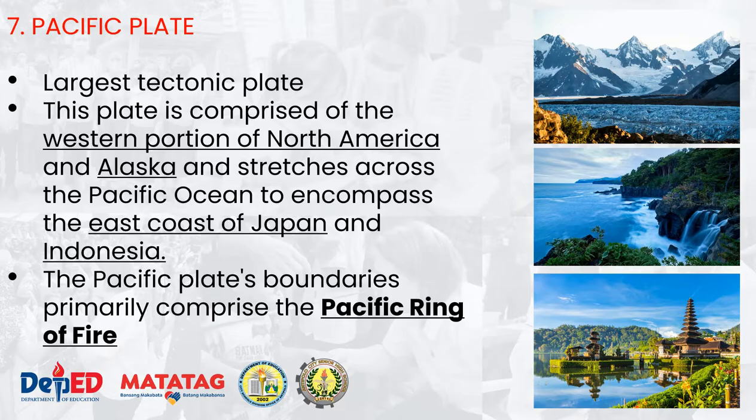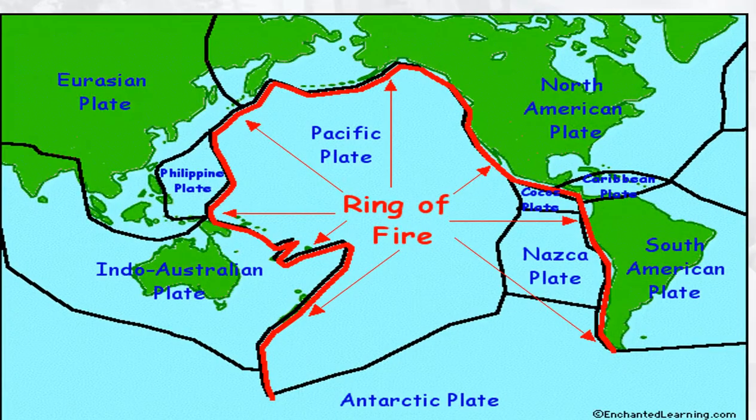The Ring of Fire, also referred to as the Circum-Pacific Belt, is an area of the Pacific Ocean characterized by active volcanoes and frequent earthquakes. The majority of the Earth's volcanoes and earthquakes take place along the Ring of Fire. So here, this is our Ring of Fire. We can see that it has quite a large scope.